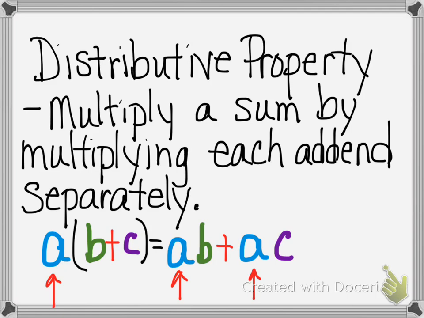The third example is using the distributive property of multiplication. Using the distributive property, I can multiply a sum by multiplying each addend separately. You can see that A times (B plus C) is going to be equal to A times B plus A times C.